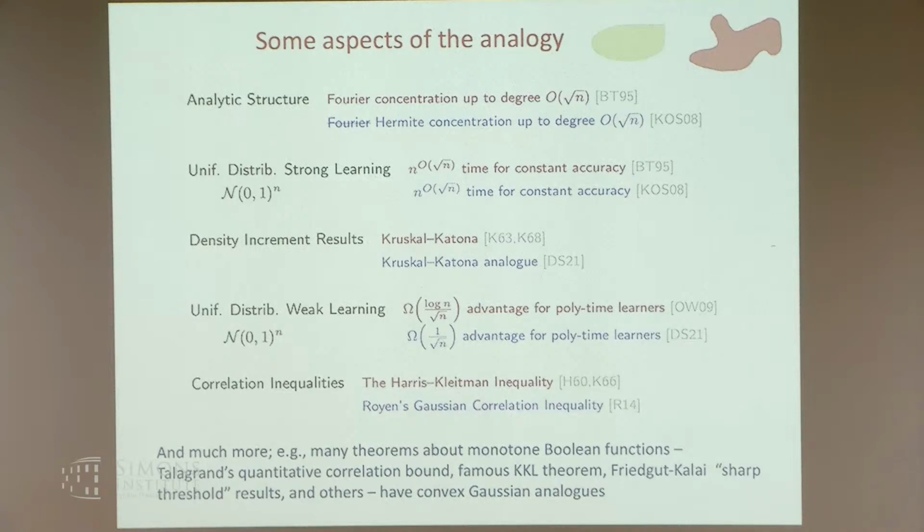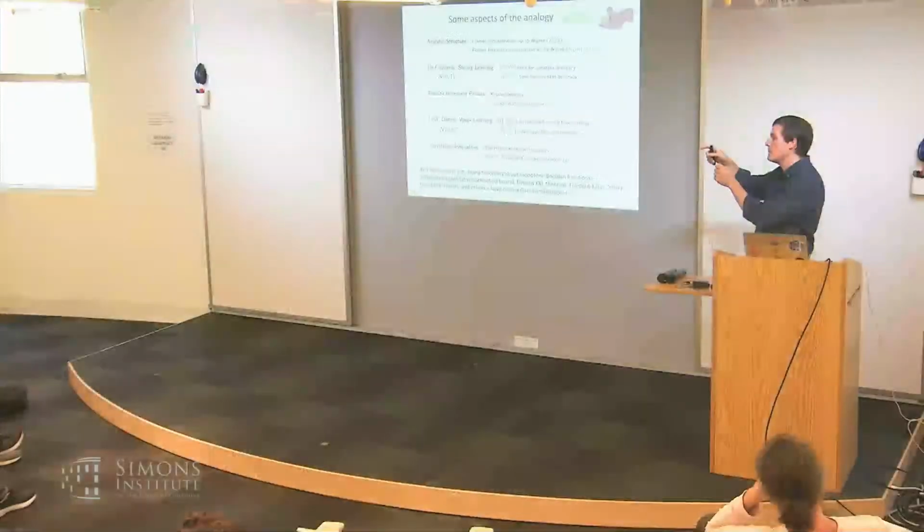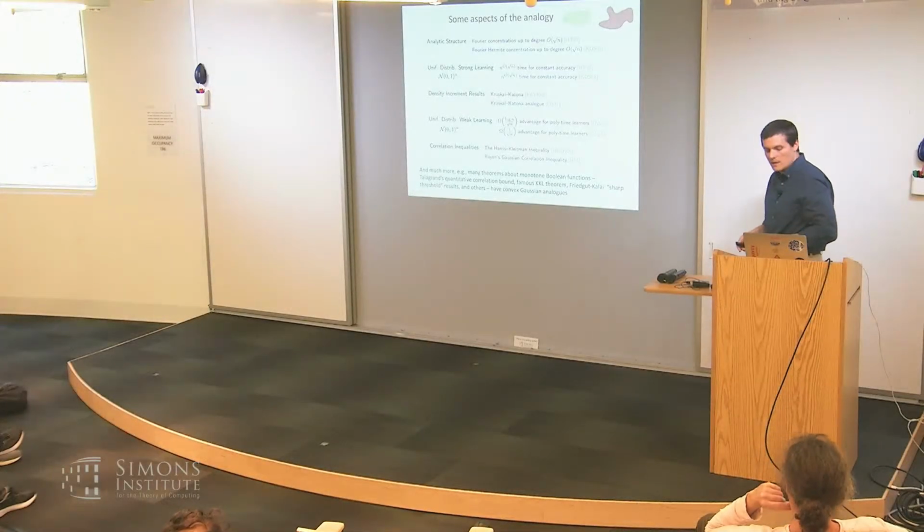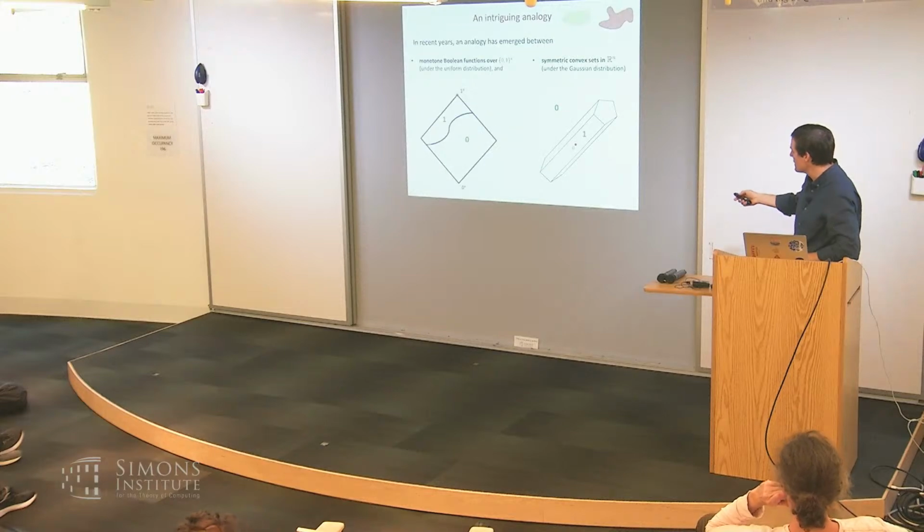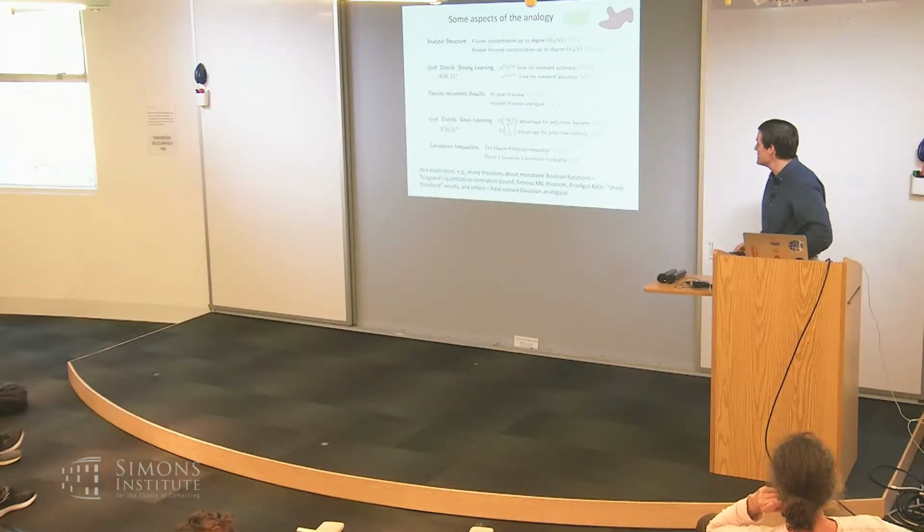Question? Symmetric? Oh, just symmetric around the origin. If x is in the set, then minus x is in the set. Yeah, sorry, I should have said that. Actually, I was a bad boy. This is, I think, a pentagon, so it's not symmetric. But yeah, I shouldn't have said that.